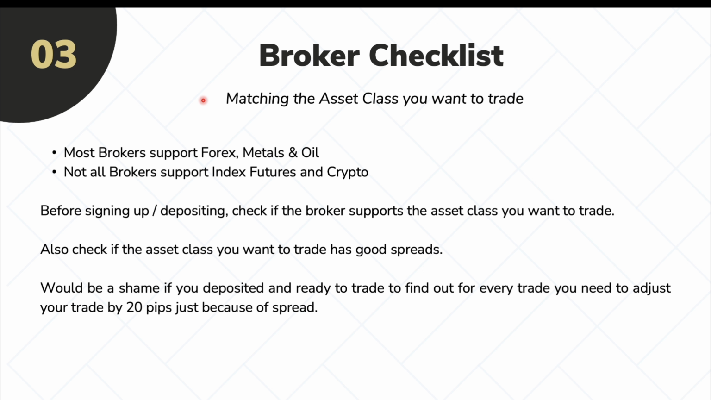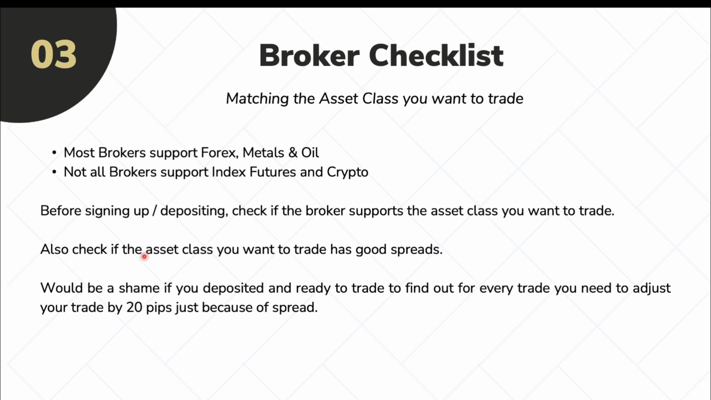Next to spreads, commissions, and leverage, you should look at whether the broker matches the asset class you want to trade. Most brokers support Forex, metals, and oil. Metals are gold and silver, for example. Not all brokers support index futures and crypto. So if you want to trade Nasdaq futures, for example, please check if your broker actually supports that.